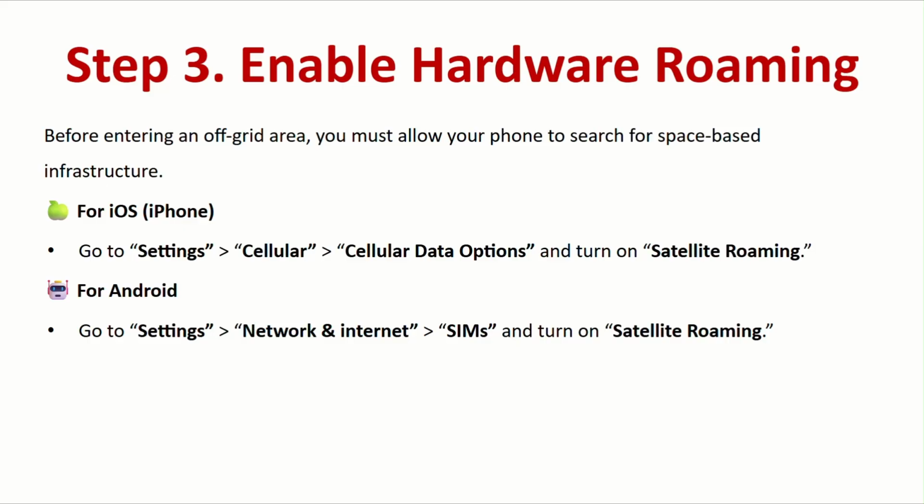Step 3. Enable satellite roaming. For iOS, iPhone, go to Settings, then go to Cellular, tap on Cellular Data Options, and turn on Satellite Roaming. For Android, go to Settings, tap on Network and Internet, find SIMs, and turn on Satellite Roaming.